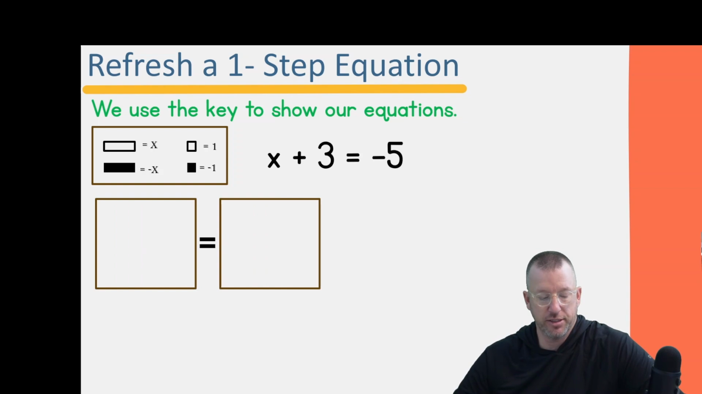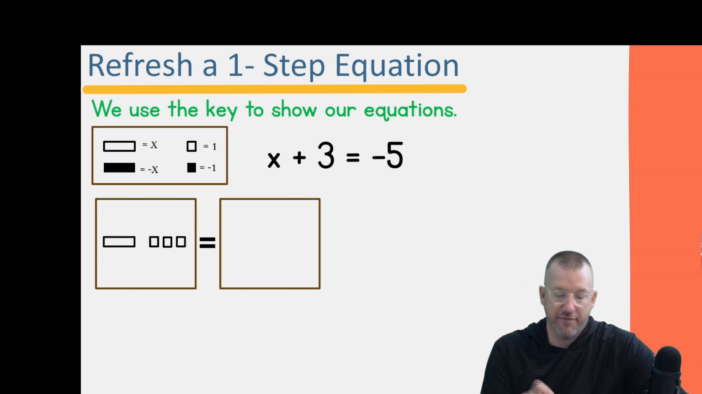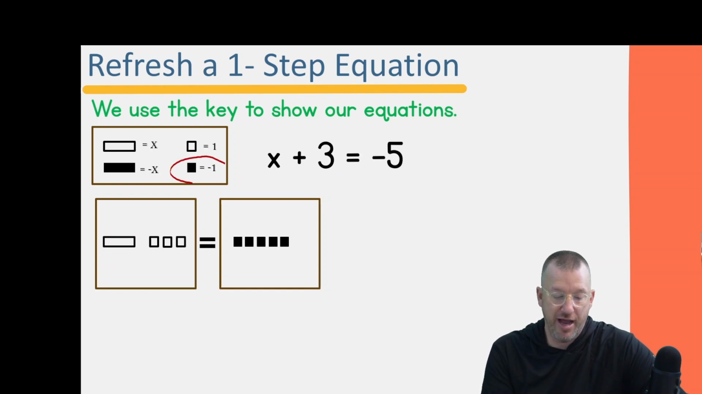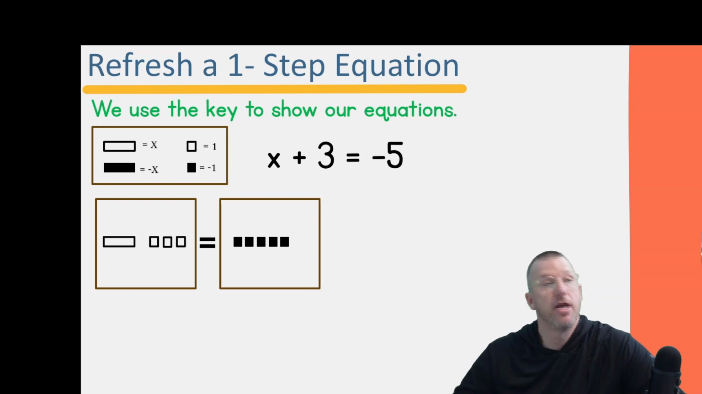So for one-step equations, we take a look at what we have. x plus 3 equals negative 5, and we have a positive x and a positive 3. So we put a positive x and we put 3 squares to show the positive 3, okay? And then on the other side, we have negative 5. So we put 5 of the negative ones to show negative 5. Everybody with me so far?